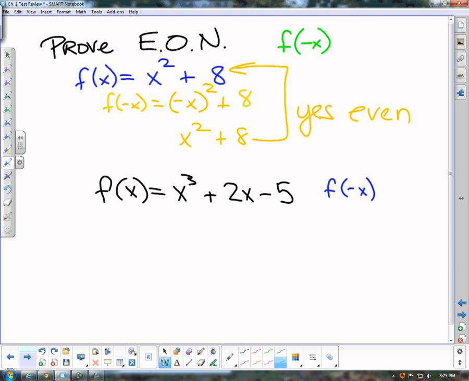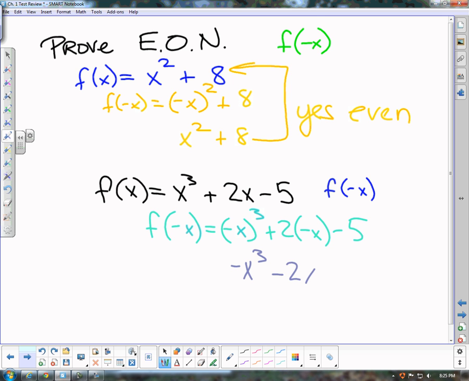Taking the second one and proving if it is odd or even, let's substitute a negative x in first, and you would get a negative x to the third plus 2 times a negative x minus 5. And simplifying this, it would be negative x cubed minus 2x minus 5. Now, is this the same as that? No. So, not even.